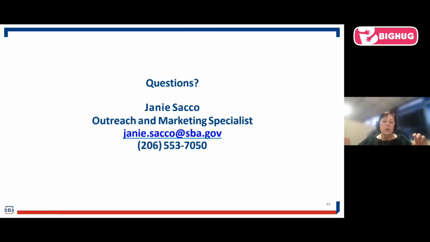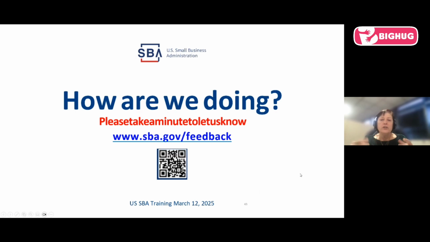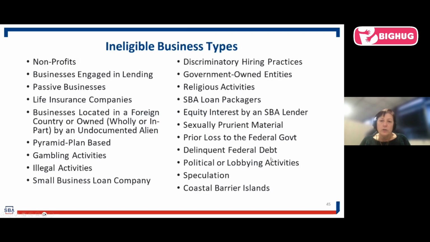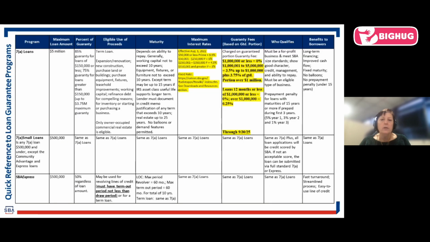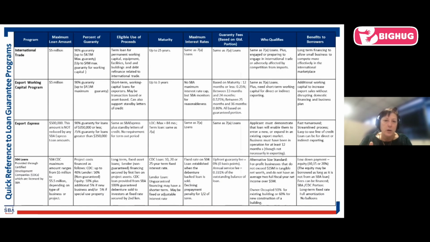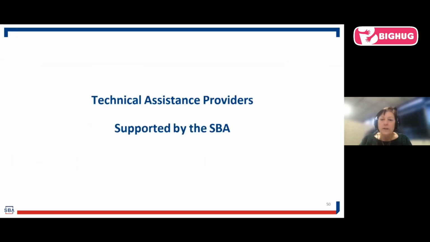Okay, great. So let's just flip through the rest of this really quick. I'm not going to talk about it too much. If you want to give us feedback on the presentation, you can do so. Next slide, please. The addendum information includes ineligible business types. Next slide, please. We'll have 4 slides in here on all of our different SBA programs. So flip through those. And then I'll finish it up.